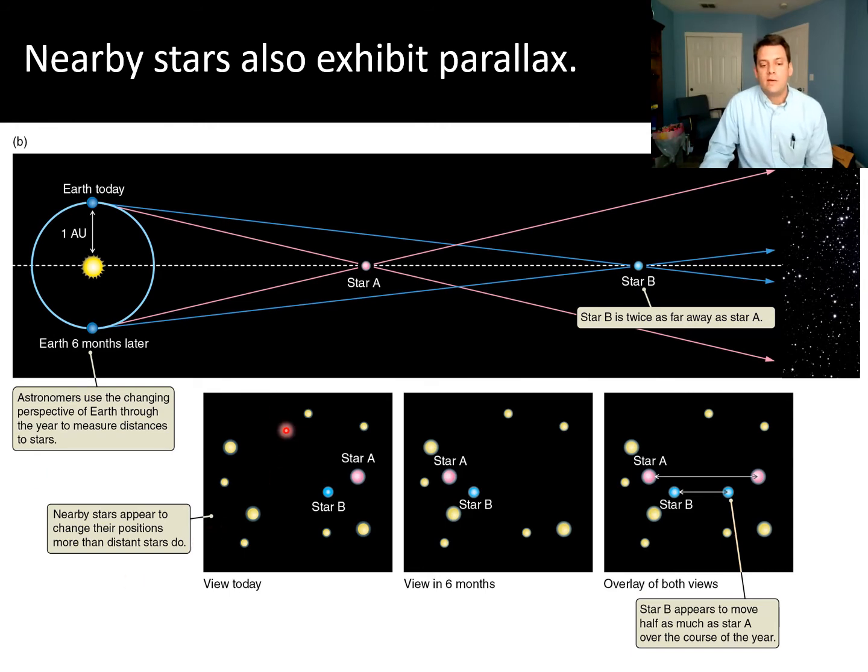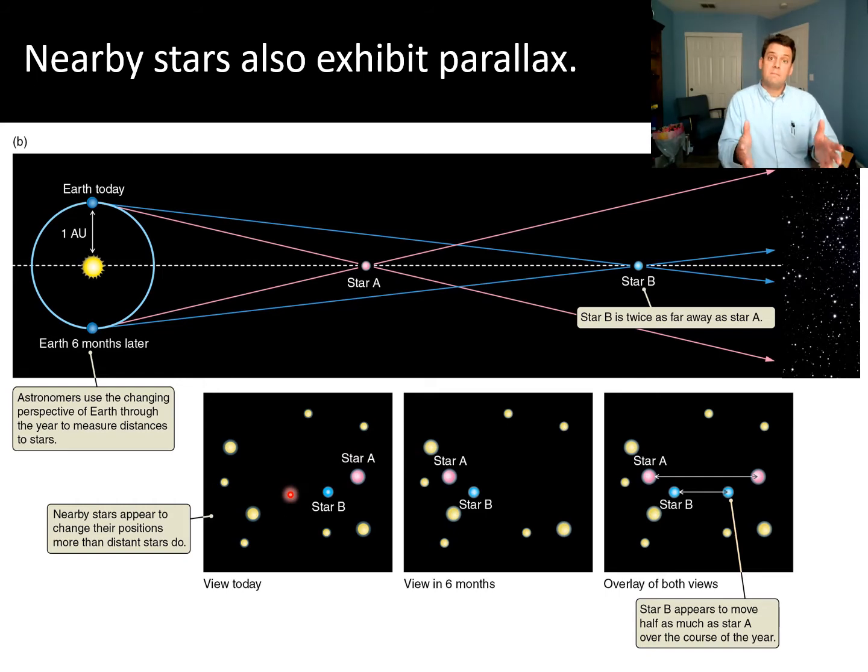And so we have the distant background stars here in yellow. If you look at the view today, the view in 6 months, and then the overlay of those views, the yellow background stars are so far away that they don't exhibit any measurable parallax. And so they're in exactly the same positions today and 6 months from today.